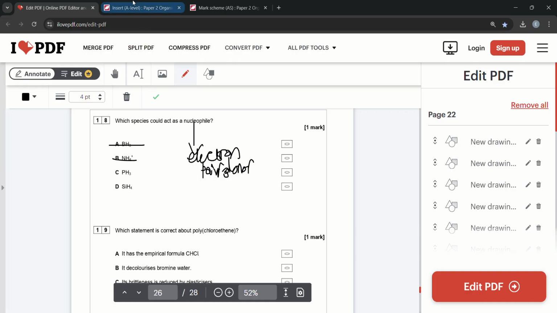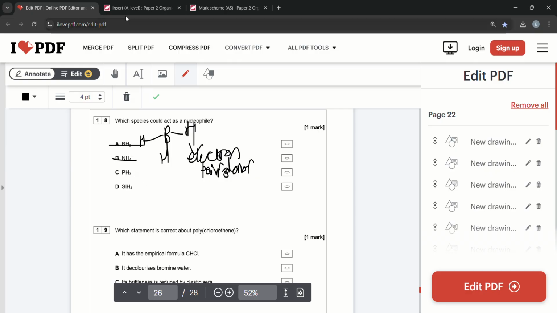No. The reason being, if you look at boron, that's in group 3, and it's bonded to 3 hydrogens, so it's got no lone pair of electrons. NH4 plus, you just form NH3. It can't act as a nucleophile.